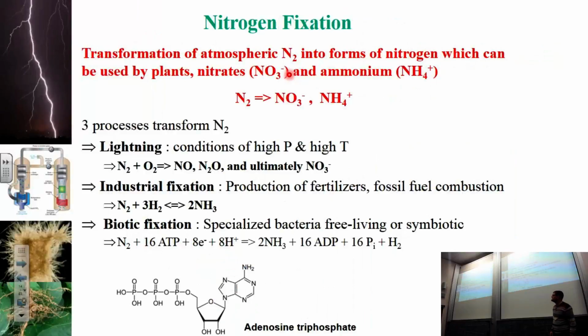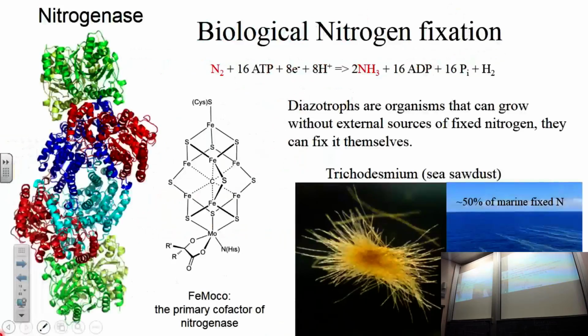Okay, so let's look at this nitrogen fixation in a little bit more detail, some of the pathways. I mentioned lightning at the top, so that takes nitrogen gas, oxygen gas, high temperature, high pressure, and forms NO, N2O, and nitrate. Industrial fixation is nitrogen gas and hydrogen, again, high temperature and pressure. And then biotic fixation is basically taking dissolved nitrogen, I think I've got it on the next slide actually, biological fixation.